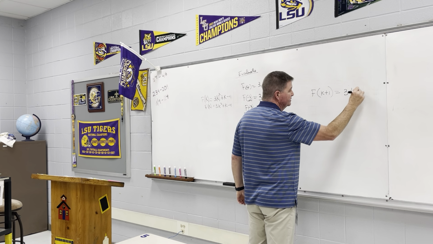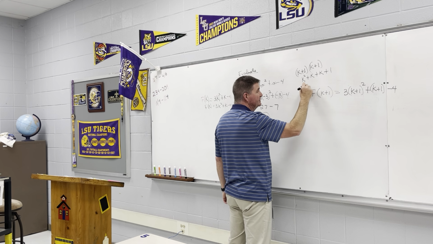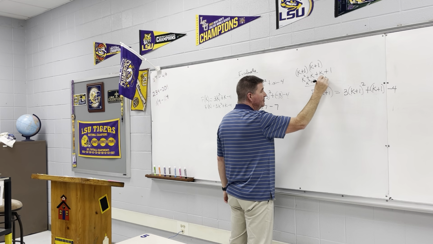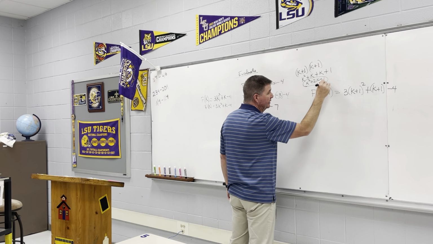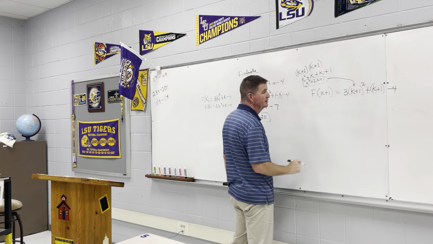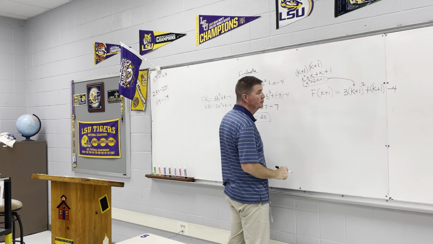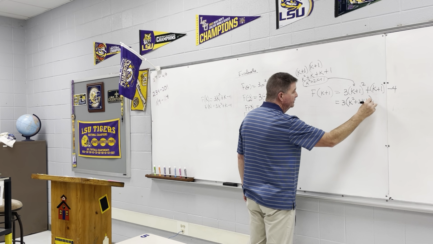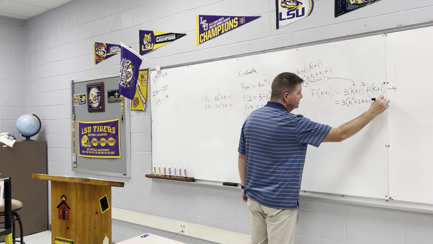FOIL it, first times first gives me k squared. Outside times outside gives me plus k. Inside times inside gives me plus k. And last times last gives me plus 1. If I put this together, this is k squared plus 2k plus 1. So this is what we're going to write in for k plus 1 squared. That'll give me 3 times k squared plus 2k plus 1 plus k plus 1 minus 4.